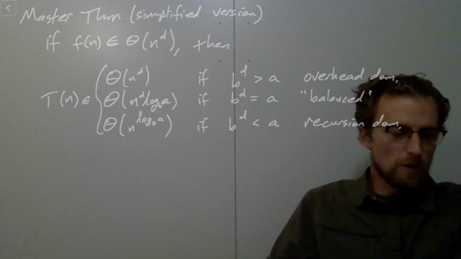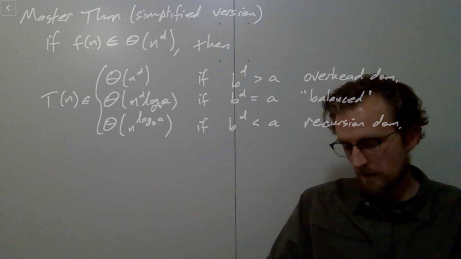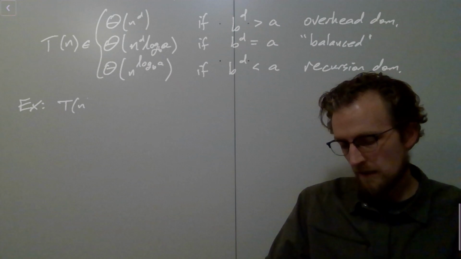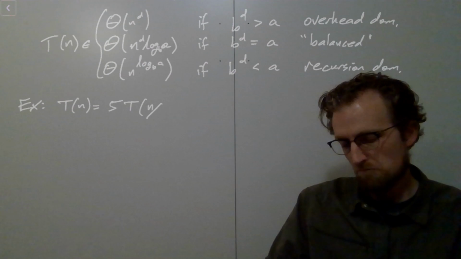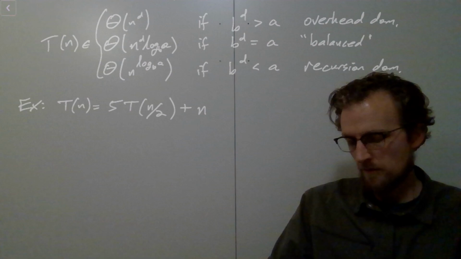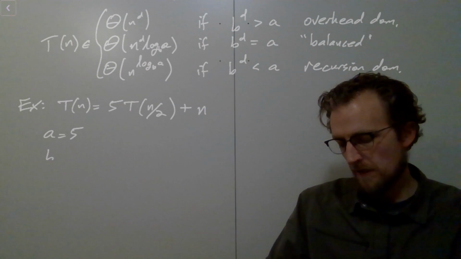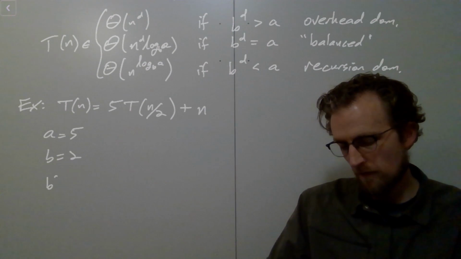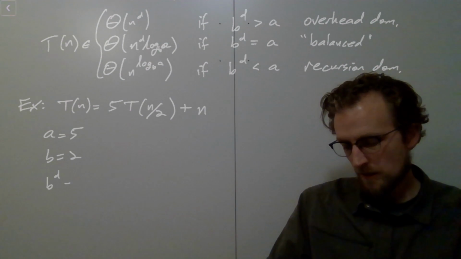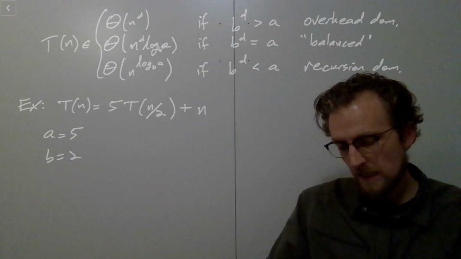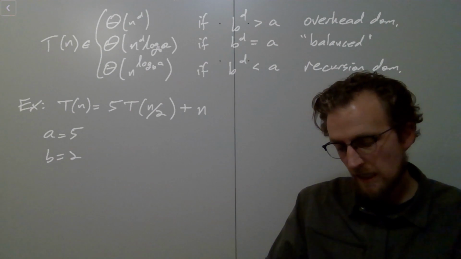So suppose I've got a recurrence relation that looks something like this. Here's my example. Suppose T(n) = 5T(n/2) + n, just plus n, right? So let's do this. So a is 5, b is 2. Let's see, b to the power of d is... I haven't even written down d yet. I'm jumping way ahead. So d here is 1, right?